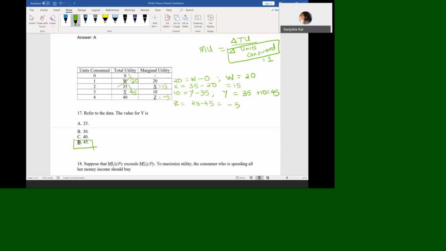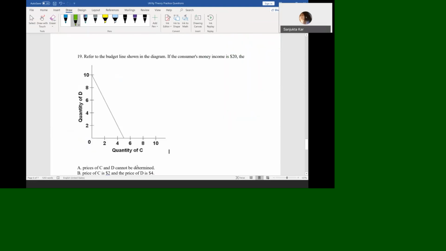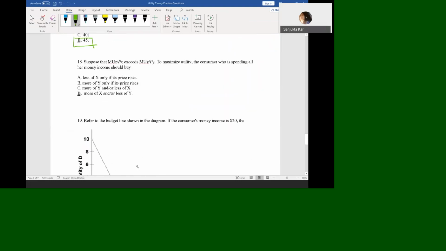As you can see here, the marginal utilities are going down, and this coincides with the concept of diminishing marginal utility. I think I just forgot to mention the most basic thing. MU is the abbreviation for marginal utility. TU is the abbreviation for total utility. Okay. Take a look at question number 18.